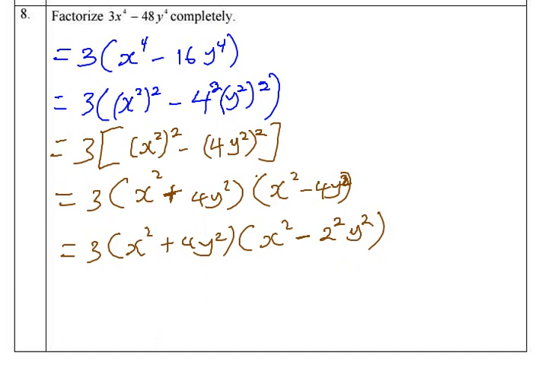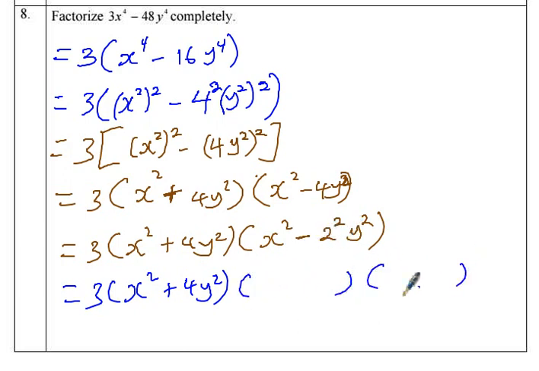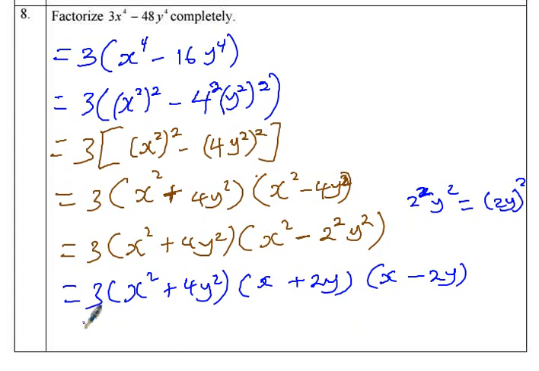And when I do that, that means now I'll write 3 into x squared plus 4y squared. Now this is a difference of 2 squares, where I will introduce 2 brackets with 2 different signs. The first term is x, the last term is 2y. Okay, remember we said that 2 squared y squared can be written as just one number, 2y squared. That's why I'm saying the last term is 2y. And now this is our final answer.